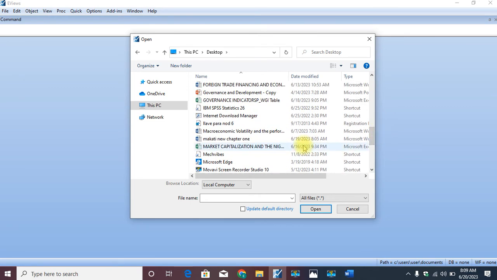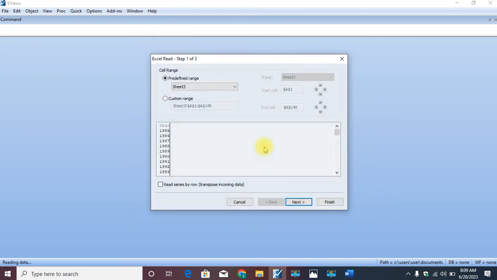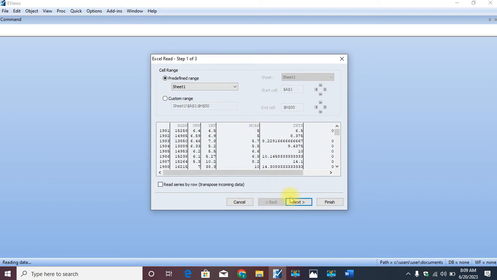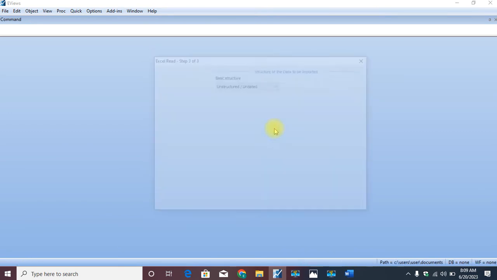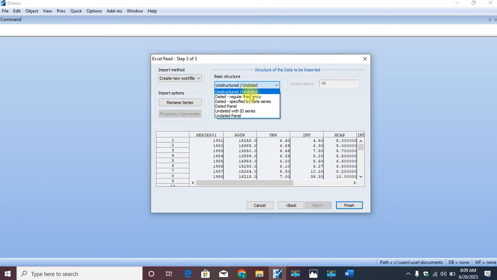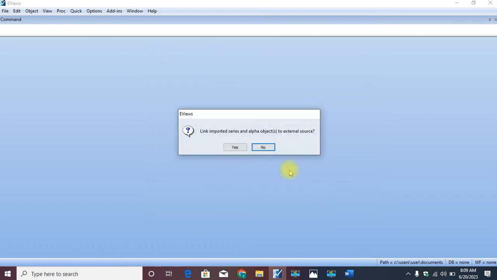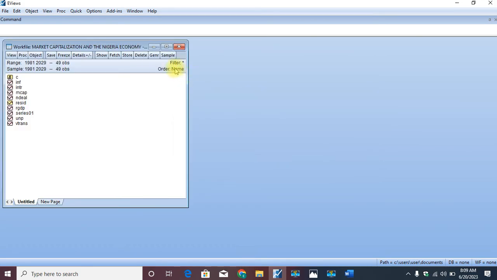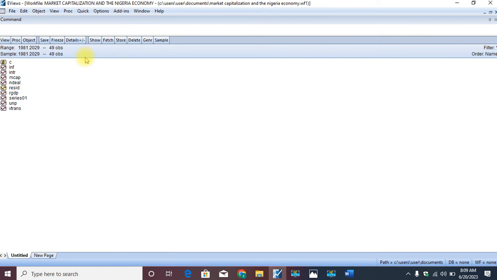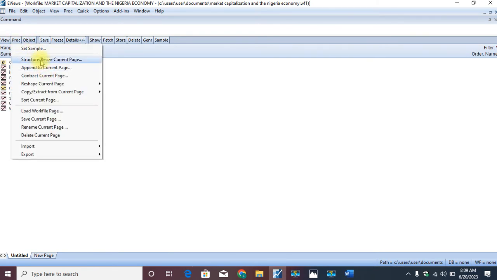I want to work on market capitalization and economic growth. I locate my Excel sheet. Then I load my data appropriately. Once the data is loaded appropriately, my start date is 1981. I click finish. My data is now officially loaded in the EViews worksheet for estimation.